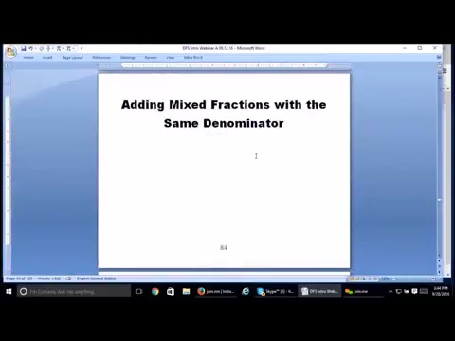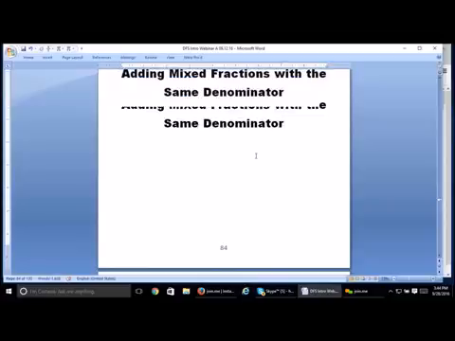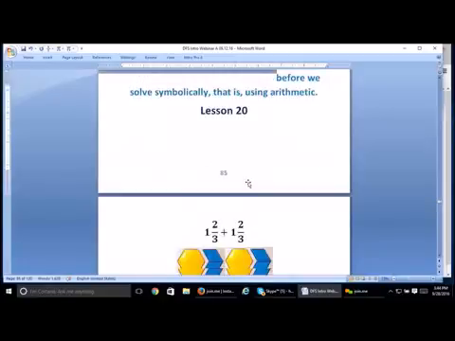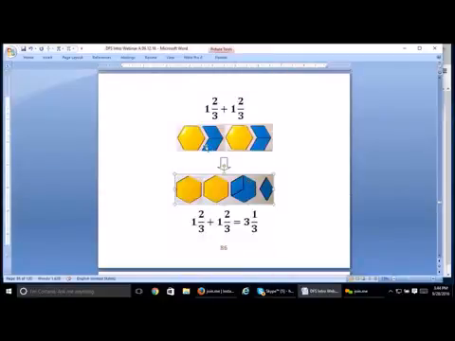Now, how about adding mixed fractions with the same denominator? So again, we ask the students to take out their fraction blocks. They take out a yellow and 2 blue, another yellow and 2 blue, and they put it all together. This is lesson 20 now. So here's 1 2/3 plus 1 2/3. Notice what happens. Either the students on their own will form another whole, or you say to them, can you make another whole from the blue blocks? And the answer is yes. So the answer is 3 1/3.